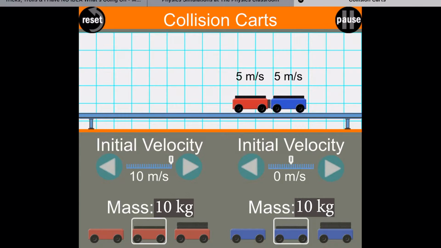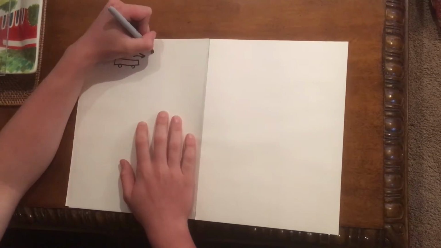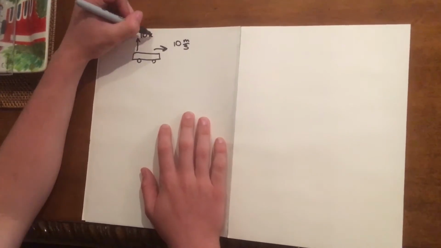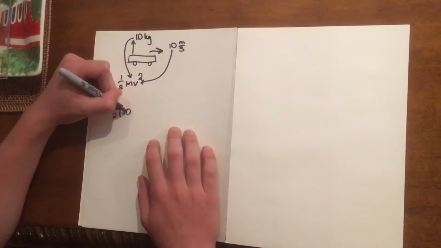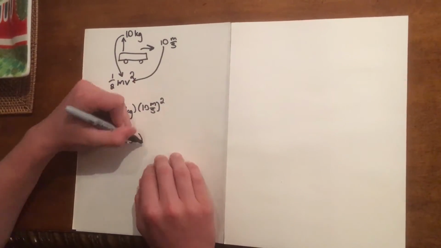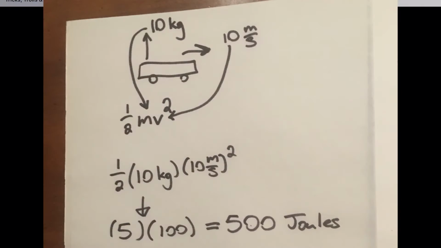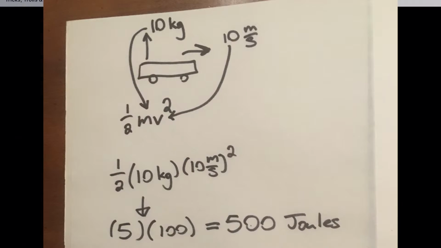But what about the kinetic energy? Well, the first car is moving at 10 meters per second and also has a mass of 10 kilograms. If the kinetic energy formula is half the mass times the velocity squared, half of 10 would equal 5. So that would be 5 as the mass. And the velocity squared would be 10 squared, which equals 100. So 5 times 100 equals 500. That would be the kinetic energy of the first car.